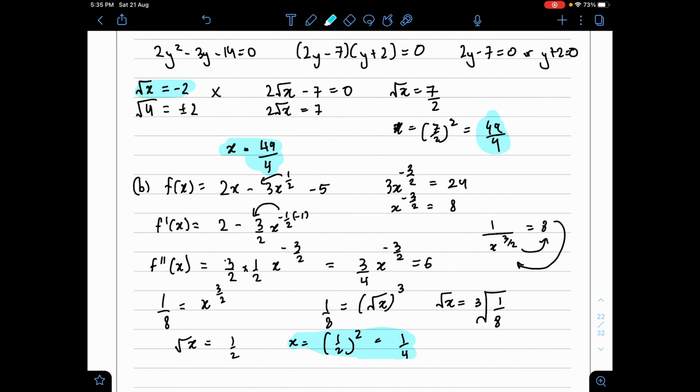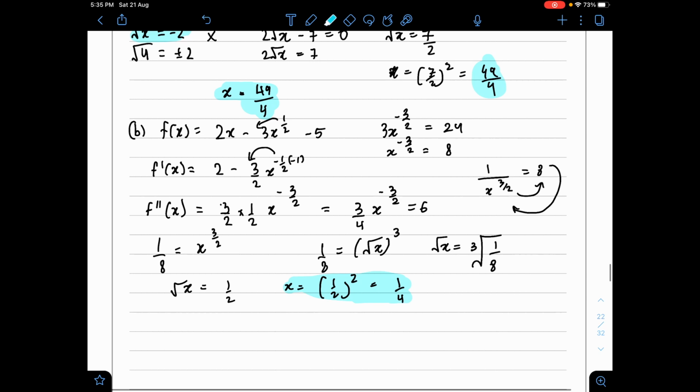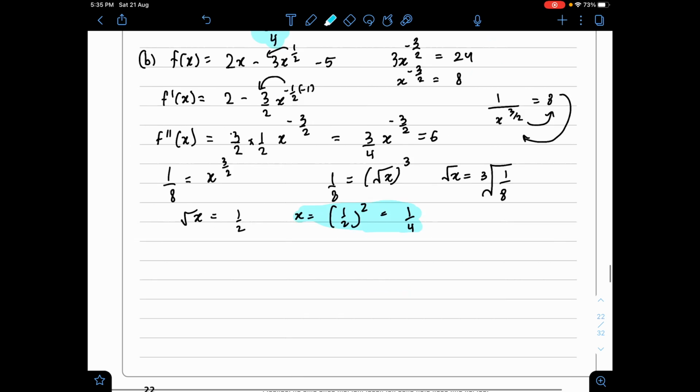Alright, you can avoid the long working if you just use a calculator. You can still get the same marks. This is just to show that you can also do it without a calculator and still get full marks. This is better, it's safer. Okay, so question number 8.